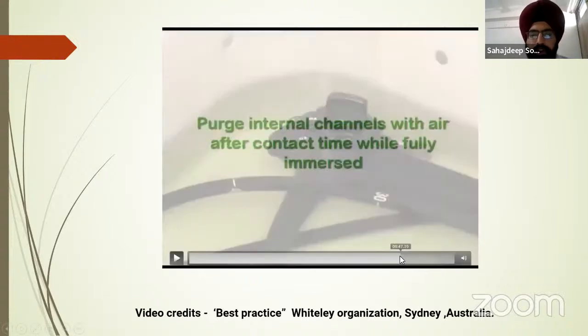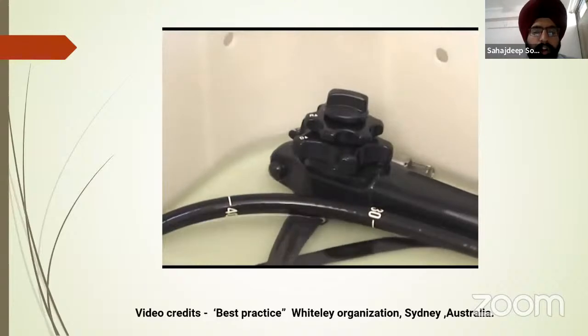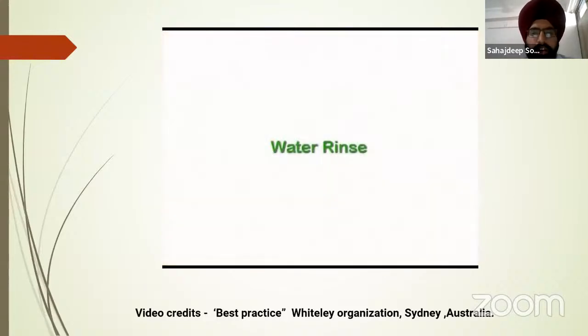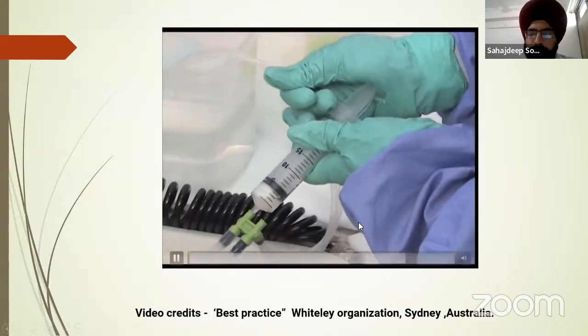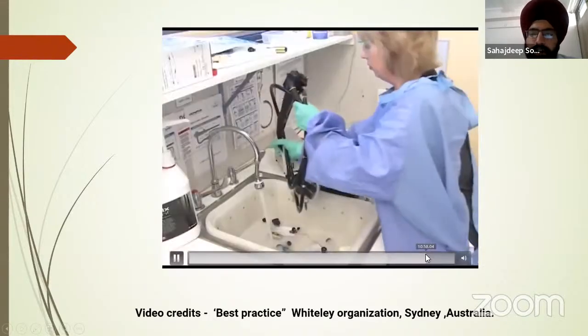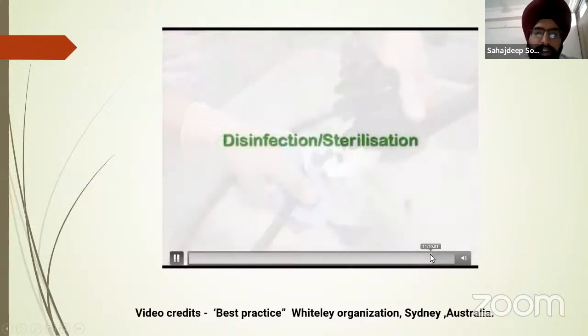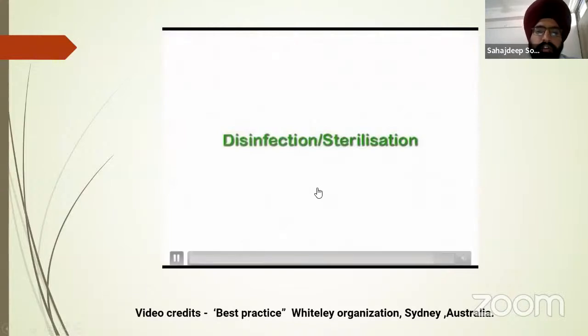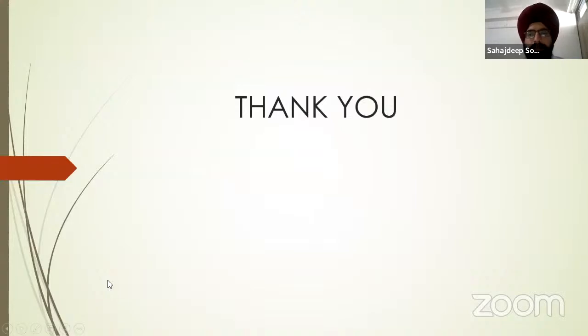After immersion into the liquid, all the endoscopes have to be water rinsed to remove all the disinfectant retained inside the endoscope. All the channels should be flushed properly. First, the internal channels are flushed. Then we wash the external surface, and then the last procedure of disinfection and sterilization is done according to the manufacturer instructions. That's it, sir. Thank you, sir.